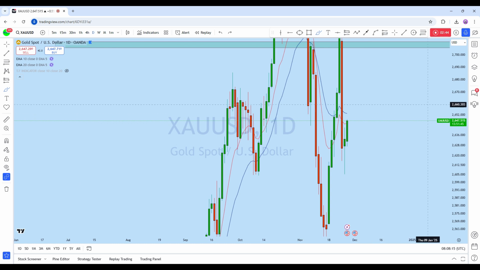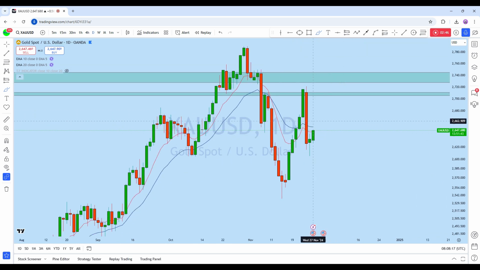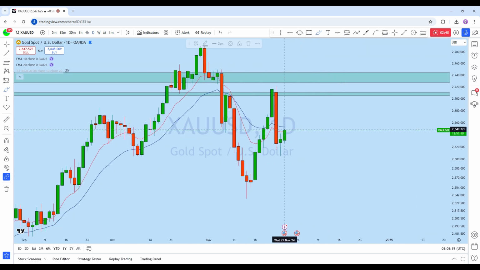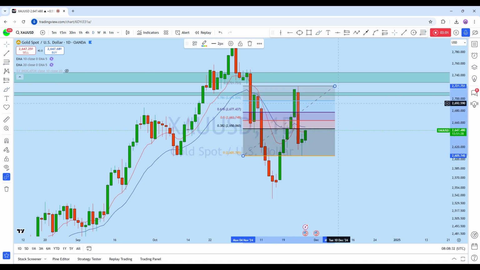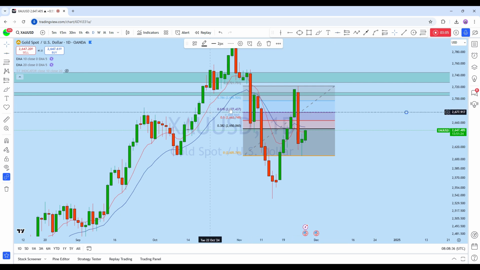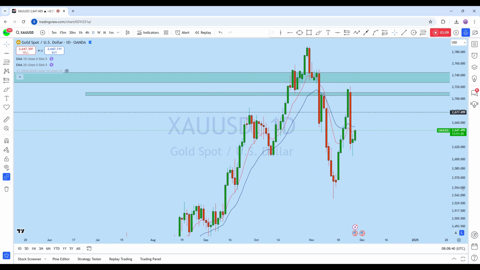Now with that breakout, we can see the market showing a significant bullish pattern, and I think that it may continue to rise at least to the weekly resistance. Now if we look at this daily move and consider the Fibonacci perspective, we can expect at least a 50% to 61.8% Fibonacci retracement on XAUUSD.